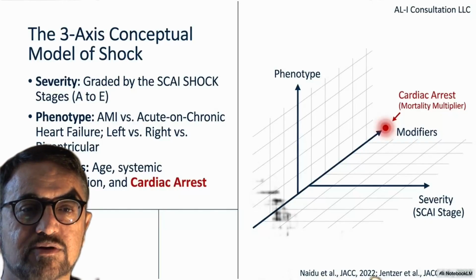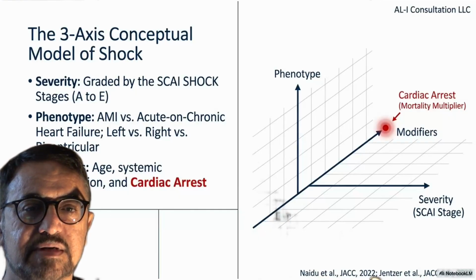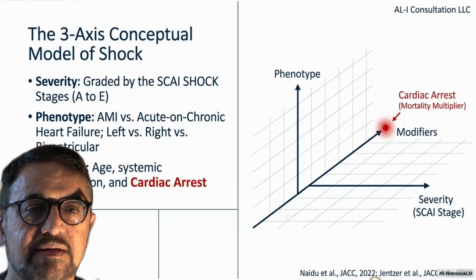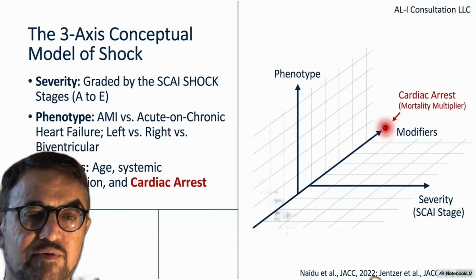That matters because two patients may both be called cardiogenic shock, yet have very different trajectories and treatment needs. A patient with AMI shock and a patient with decompensated chronic heart failure may both be hypotensive, but the congestion burden, ventricular involvement, and response to support can be very different. This three-axis model helps us think more precisely and act earlier.